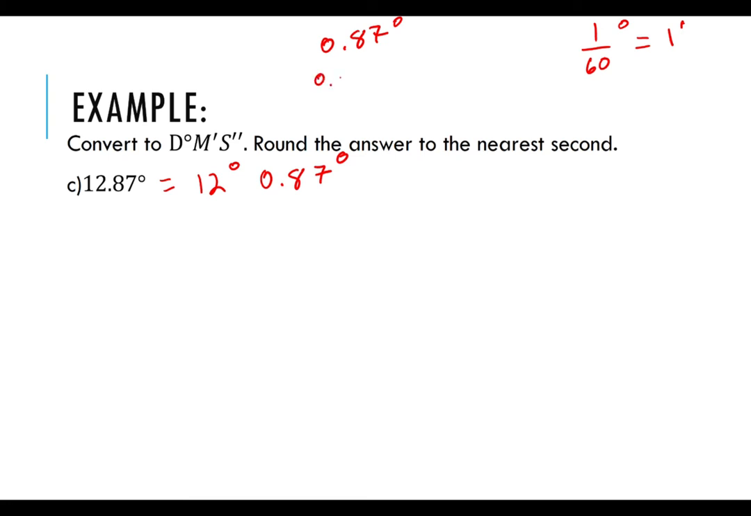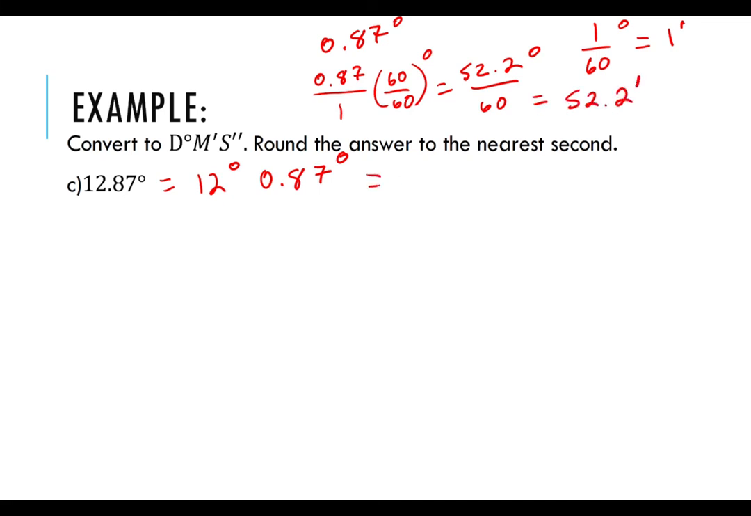That's going to be 0.87 over 1 times 60 over 60. And then that's going to give me 52.2 over 60 degrees. But what do we say? We can drop the 60 in the degrees and then it's minutes. So this is the same thing as 52.2 minutes. Short, multiply by 60 on the decimal and you're good. So that's going to be 12 degrees and 52.2 minutes.